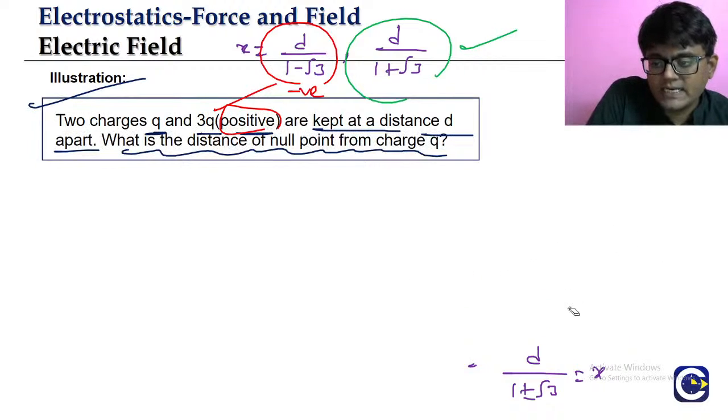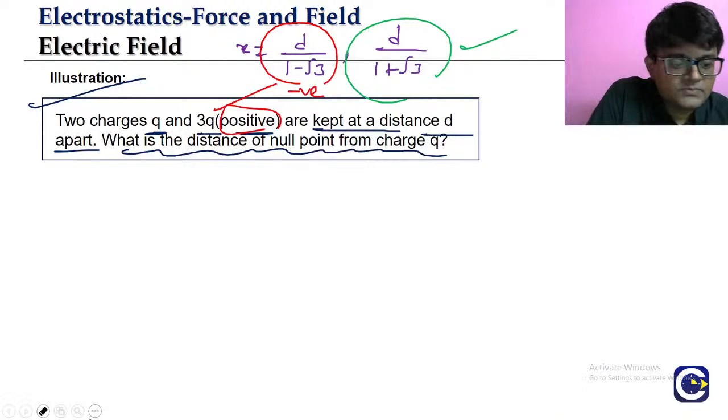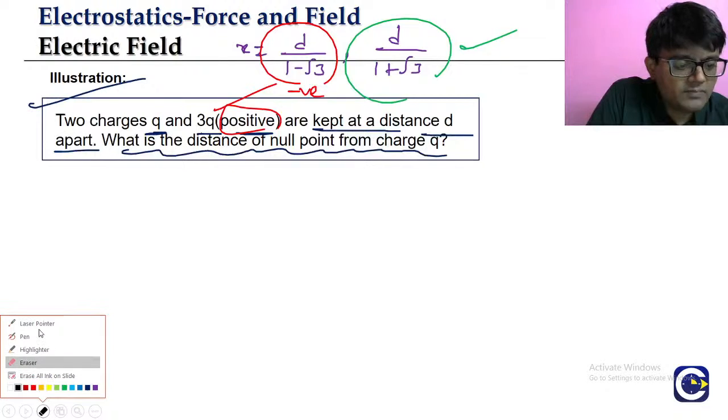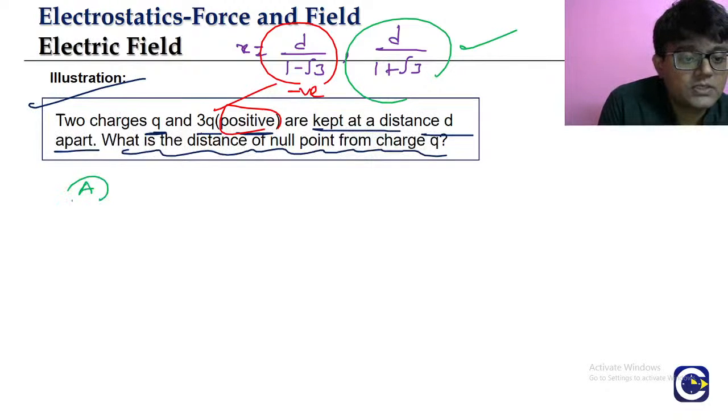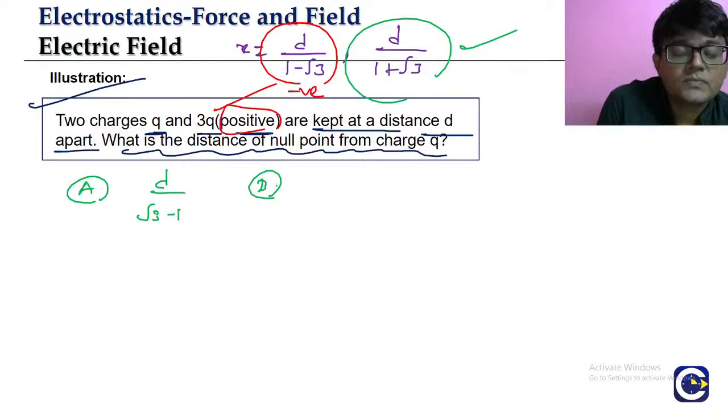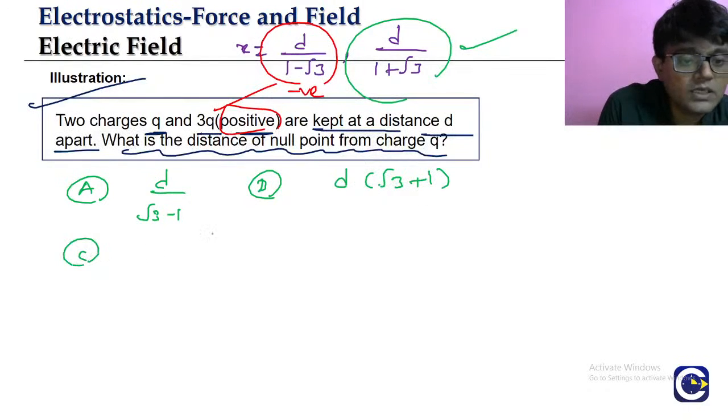so we got the answer. Another x is equal to what? d by 1 plus root 3. Okay. So in the options, look, I am giving the options. d by root 3 minus 1. d into root 3 plus 1. These are all the options.